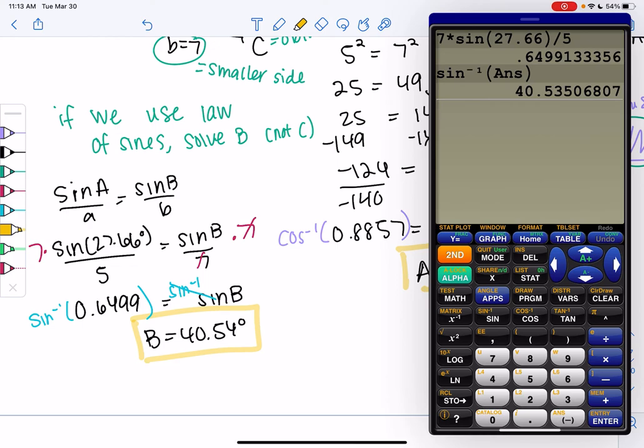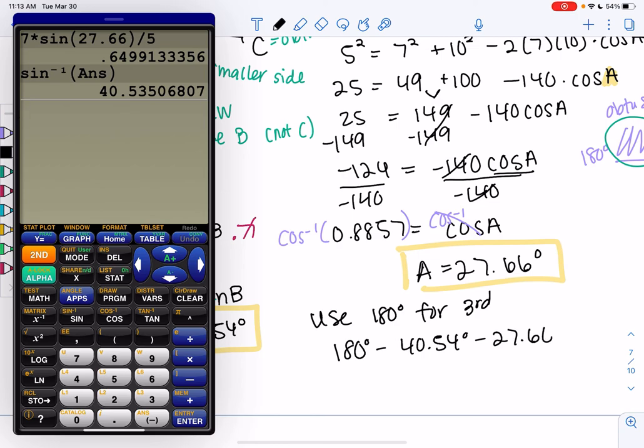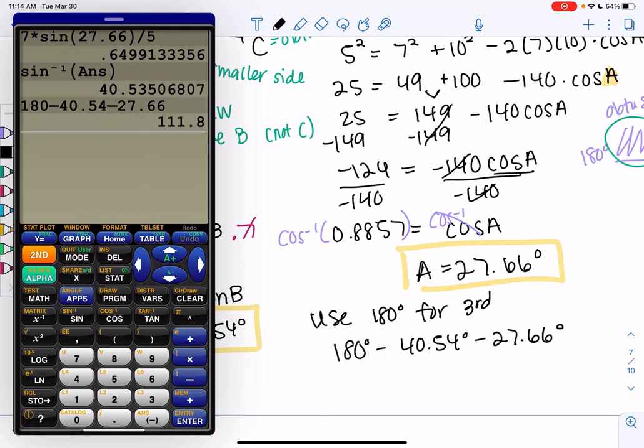And now we can just use 180 to find the third angle. I always use that for the third angle. All right, what do I mean? We just do 180 minus the other two angles. So minus 40.54 and minus 27.66. And yeah, we get 111.8. So it's an obtuse angle.